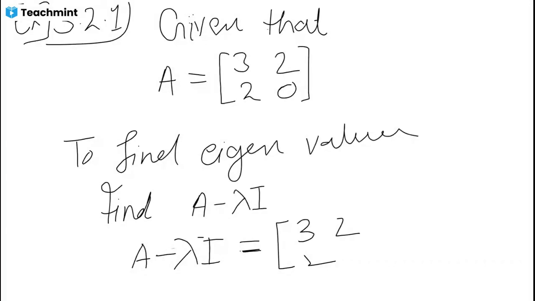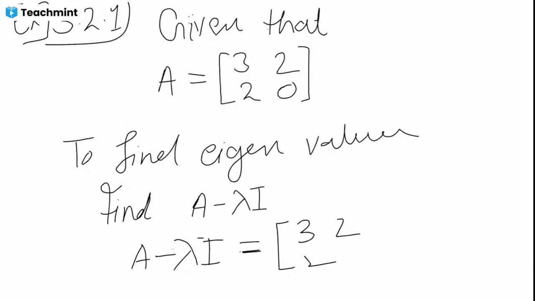So lambda is equal to minus 1 when we take this equal to 0, and lambda is equal to 4. So the values of lambda are, hence, the eigenvalues of the matrix are minus 1 and 4. Got it? You got it now?